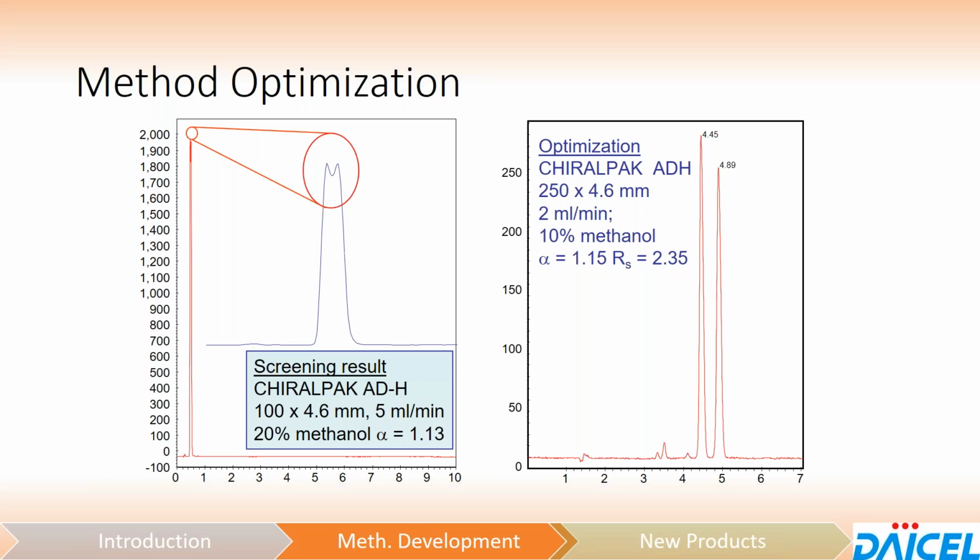This is kind of an all-inclusive example here on CHIRALPAK ADH. We go to a longer column. We go to a slower flow rate, and we decrease the amount of modifier, and we obviously have an improvement in the retention from less than a minute to just a little less than 5 minutes, and a nice baseline resolution as a result of the optimization process here.